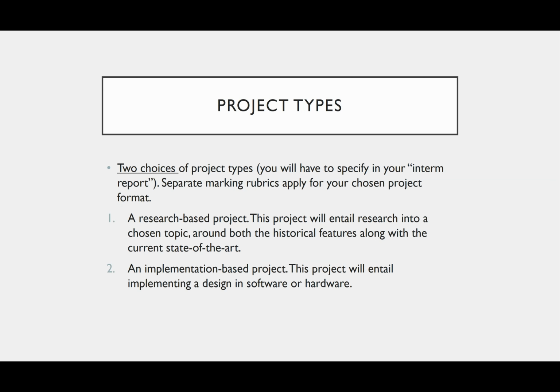Now the project has 2 types, so what I said on the previous slide is a little generic, because there are basically 2 options. And you're going to decide in your interim report, you're going to specify what you're planning on doing. One of them is a research-based project. So this will mean you're going to pick something and say, I want to do a lot of research on this topic. And I expect the end result to be a reasonable research report that looks from the historical to the current state of the art on whatever your chosen topic is.